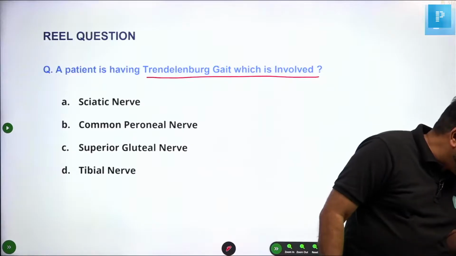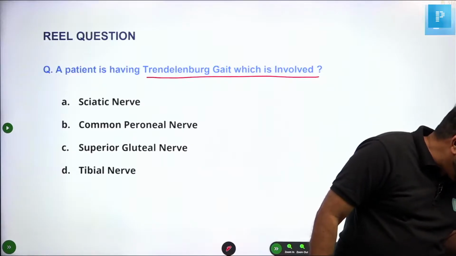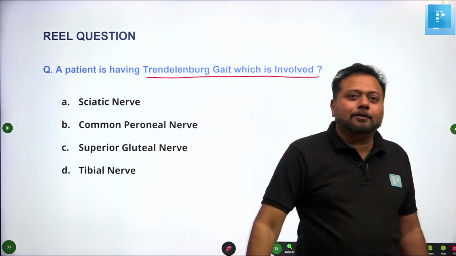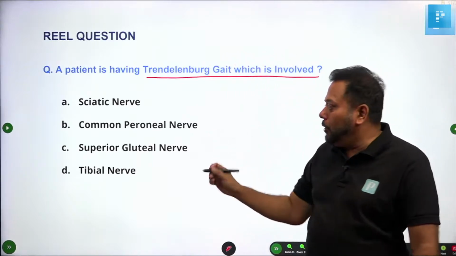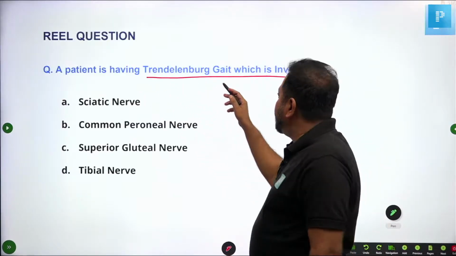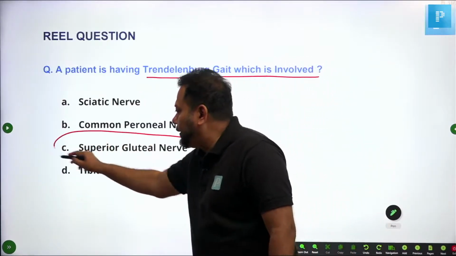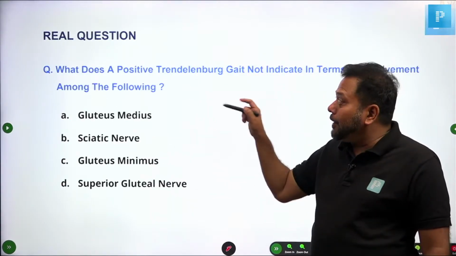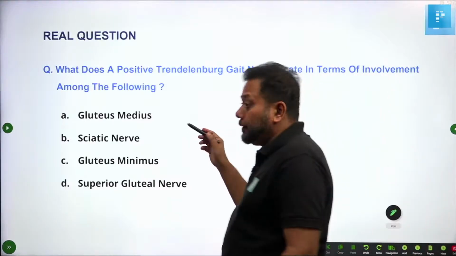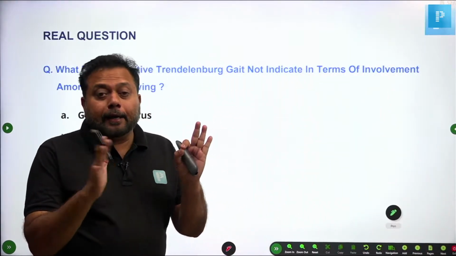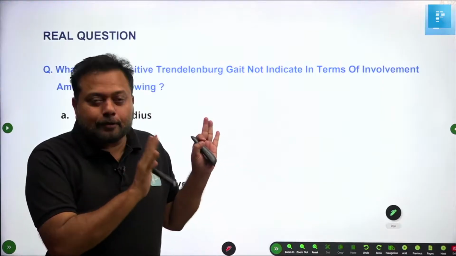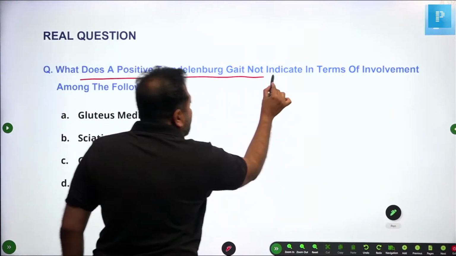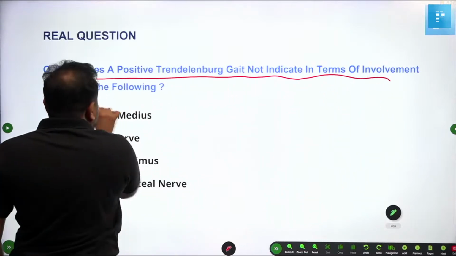Yes, very good, marvelous. All of you have answered this correctly, and few have given the correct explanation also. Why is there a one side lurch? Good. The nerve that is damaged in Trendelenburg gait is the superior gluteal nerve. This is the question which I framed. Now you see the real question. What does a positive Trendelenburg gait not indicate in terms of involvement among the following? Grammatically right or wrong, I don't know, but this is the question given in the INICET question bank.